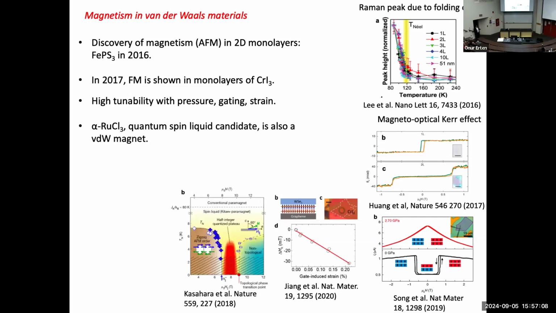And I'll get to this, but one material, alpha-ruthenium chloride, is actually the most promising candidate to date to observe quantum spin liquid behavior. It's also a van der Waals magnet.